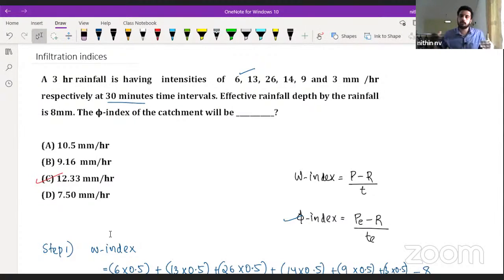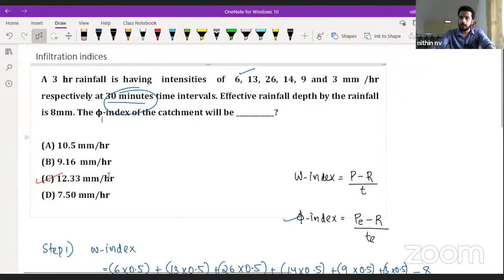Uniform means throughout the same value, and very importantly, you also have to check such different durations. By mistake, don't put 1 instead of 0.5. That's it. Clear? Sometimes they will simply give you one intensity. For example, a 3-hour rainfall having an intensity of 5 mm per hour. If they give only one intensity in the question, then we understand from the data that it is a uniform rainfall. They may not mention in the question whether it is uniform or non-uniform. Okay, yes, very good. All are getting the answer.